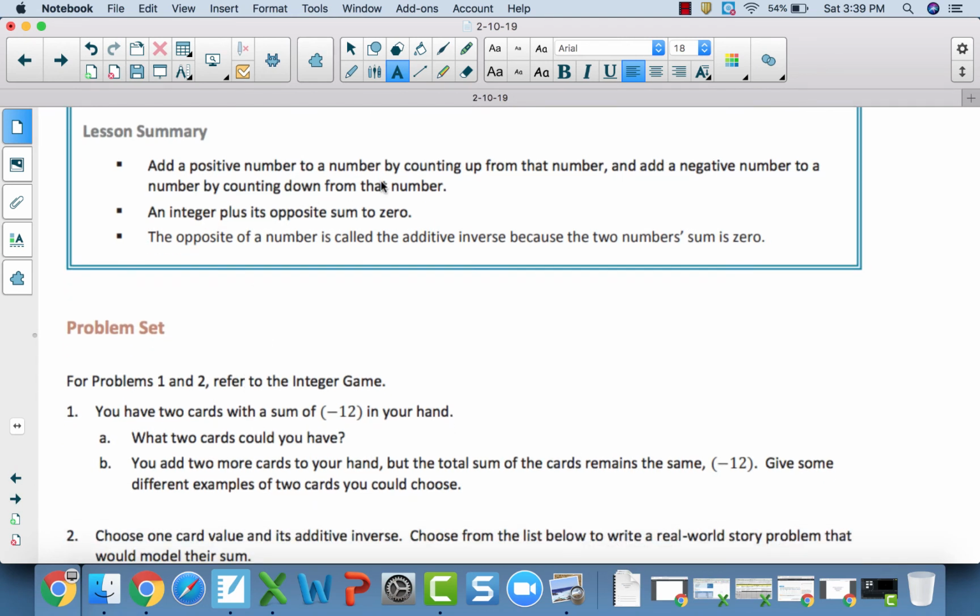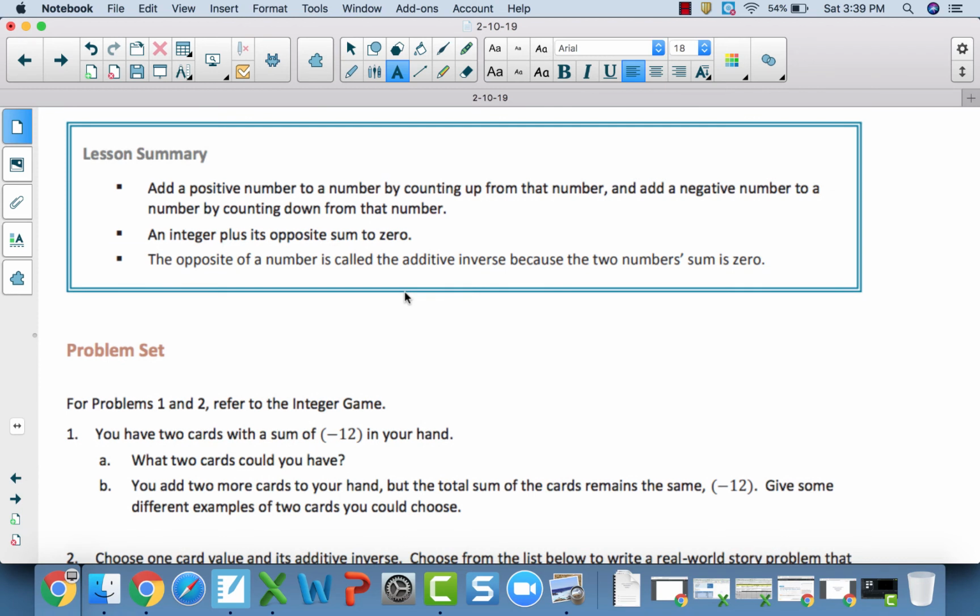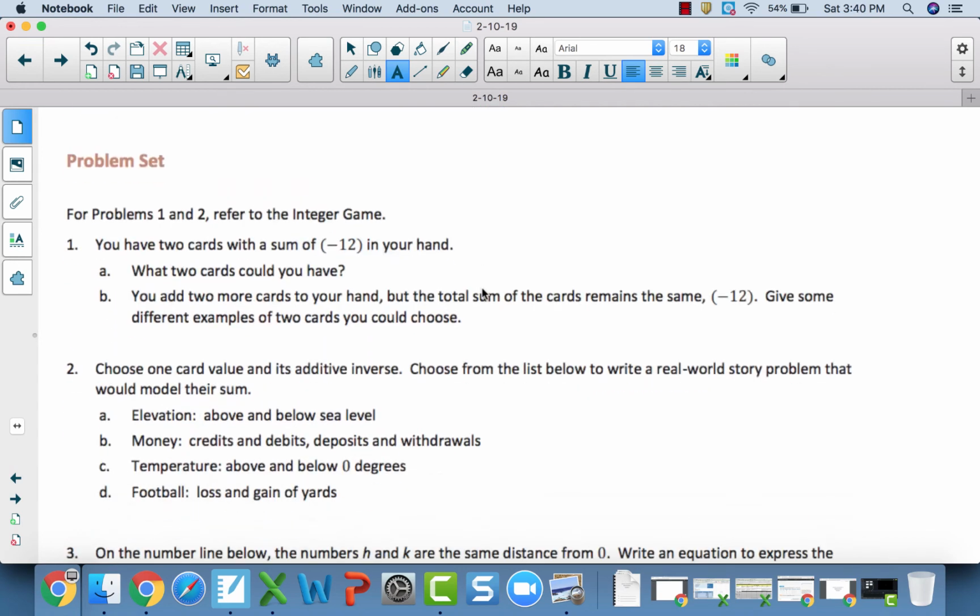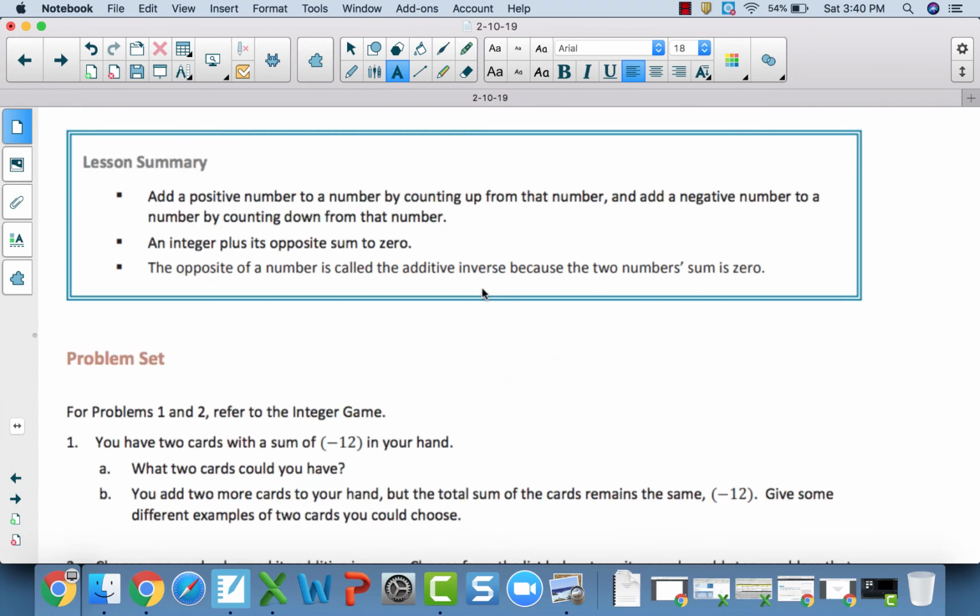You add a positive number by counting up, and a negative number by counting down. Up meaning right, down meaning left. An integer plus its opposite is 0. The opposite of a number is called the additive inverse because the two numbers sum to 0. Okay? So go through, answer these problem set questions. When you are done, check your answers, and that will be it for this first lesson of Module 2.